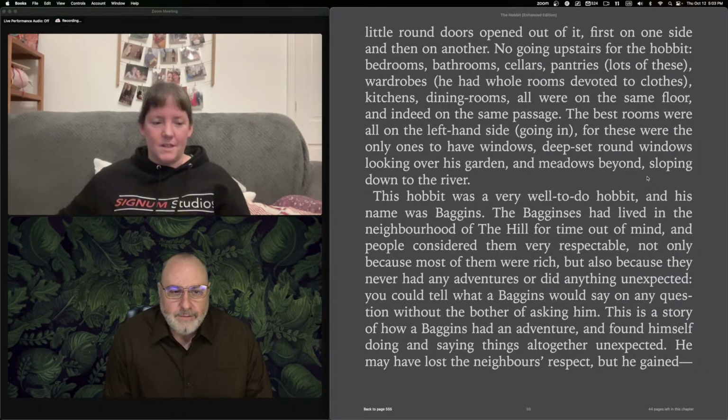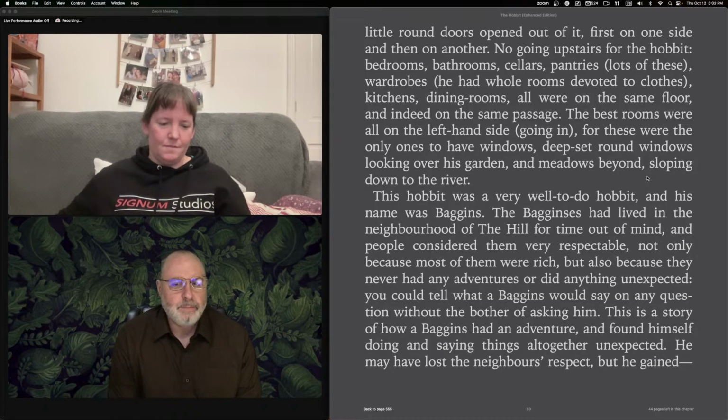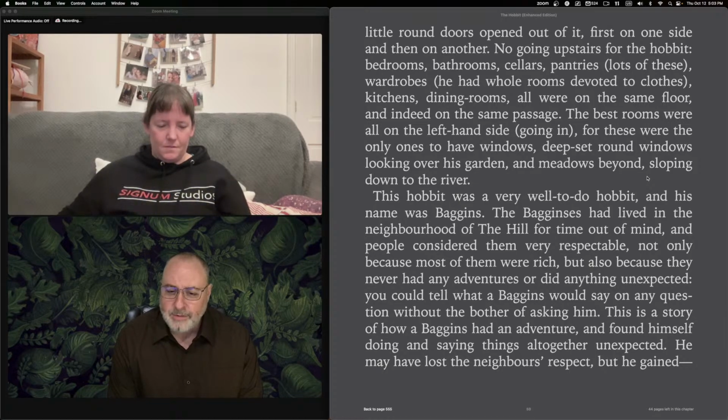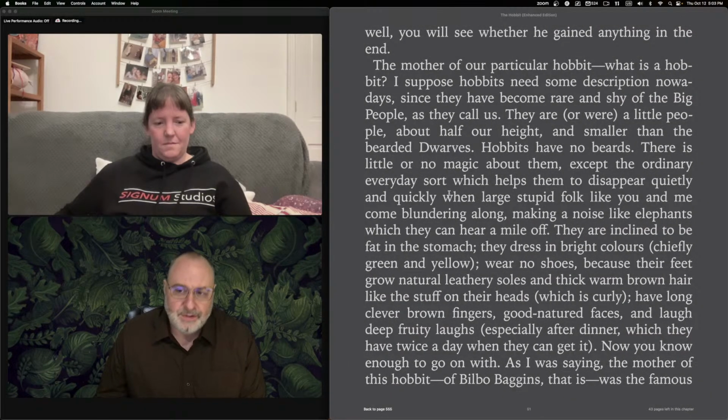Okay, next paragraph. So let's keep going. This hobbit was a very well-to-do hobbit, and his name was Baggins. The Bagginses had lived in the neighborhood of the hill for time out of mind, and people considered them very respectable, not only because most of them were rich, but also because they never had adventures or did anything unexpected. You could tell what a Baggins would say on any question without the bother of asking him. This is a story of how a Baggins had an adventure, and found himself doing and saying things altogether unexpected. He may have lost the neighbors' respect, but he gained, well, you will see whether he gained anything in the end. I love that paragraph.